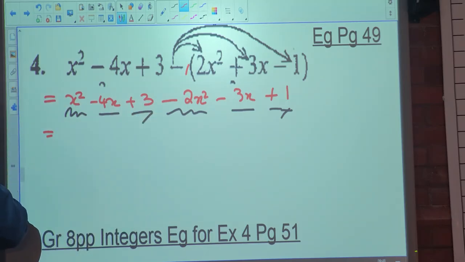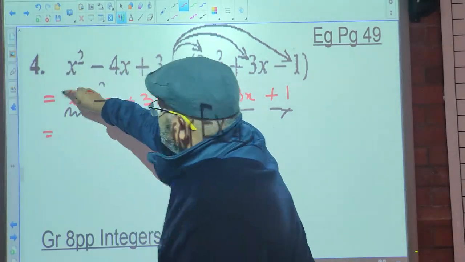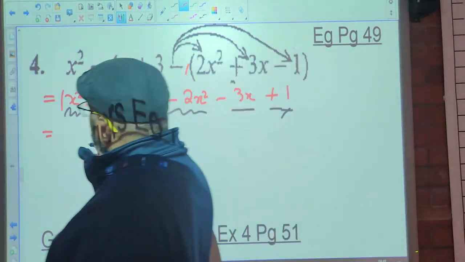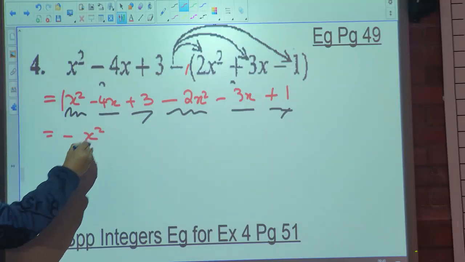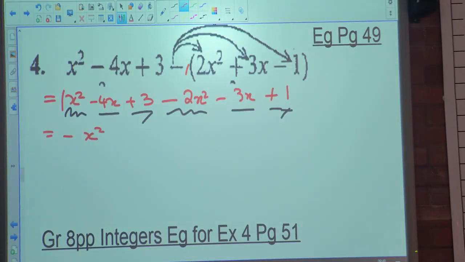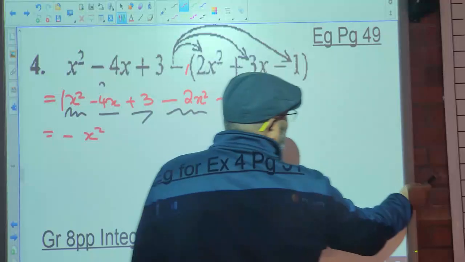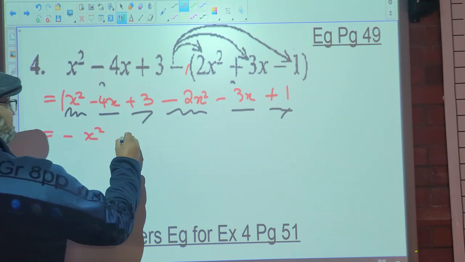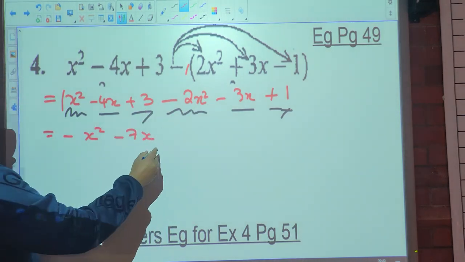No, not the head. Use the number line. So you've got the number line. Nothing means it's a 1. 1 minus 2 is negative 1. So what do I write? Negative x squared. Right. Now what's negative 4x minus 3x? Negative 7x. What is 3 plus 1?